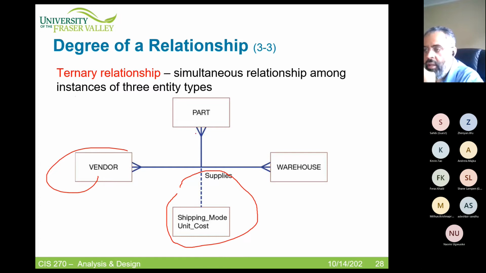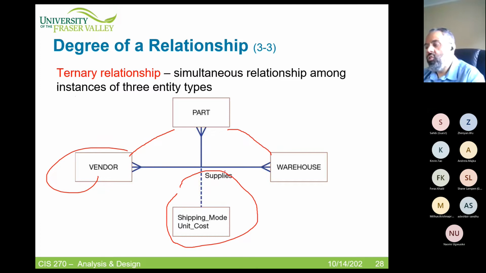So we will have here a many-to-many relationship between three entity types: vendor, part, warehouse. A vendor will supply different parts for this warehouse.